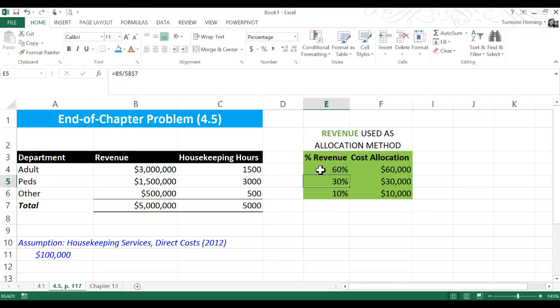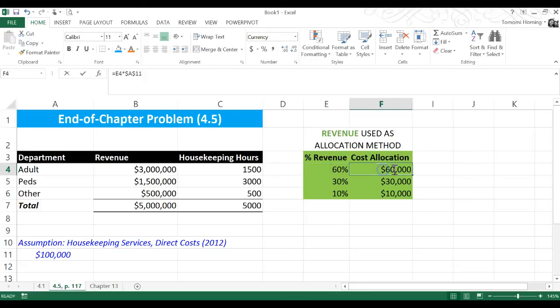And as I do that, you can see the percentage of the revenue generated by each of the departments is 60% for adults, 30% for peds, and 10% for other. All the cost allocation method is doing, if you're using revenue as that cost driver, is saying, okay, if the adult department generated 60% of the revenue, and we believe revenue is an effective cost allocation cost driver, then they, being the adult department, should pay 60% of this $100,000 housekeeping expense.